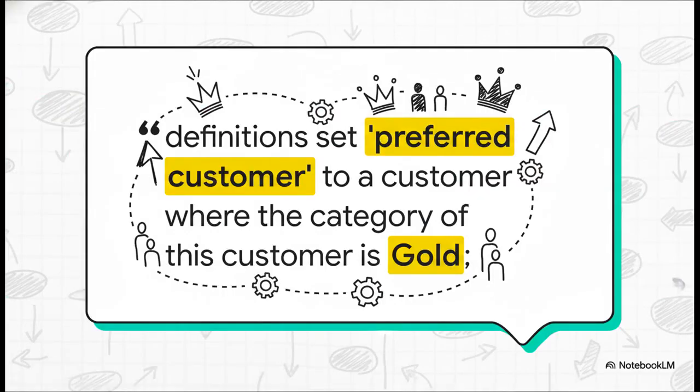Just look at this. Instead of having to type out a customer where the category of this customer is gold over and over again, we just define it once as preferred customer. This makes the rest of our rule so much shorter and way easier to read.